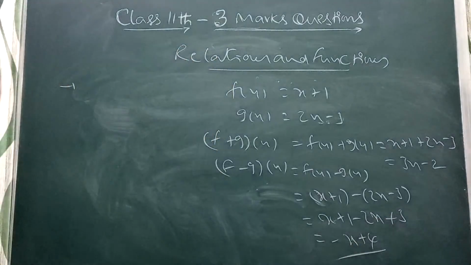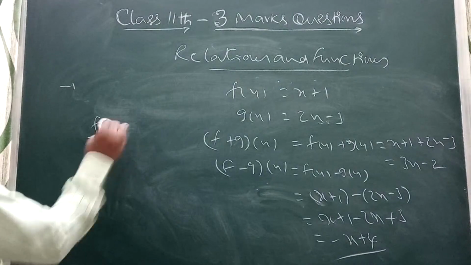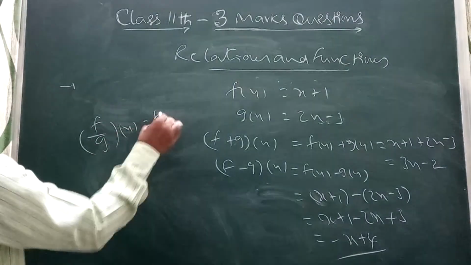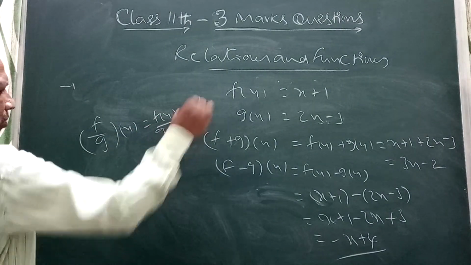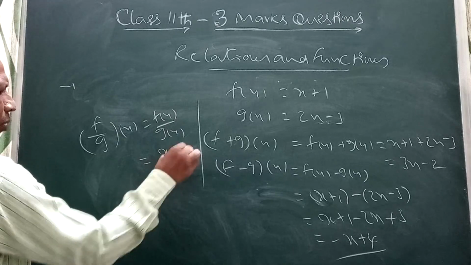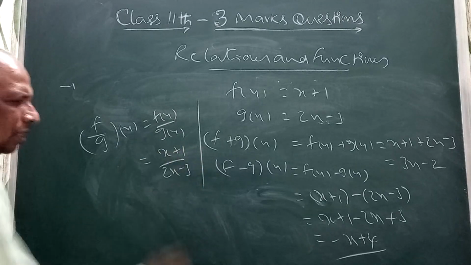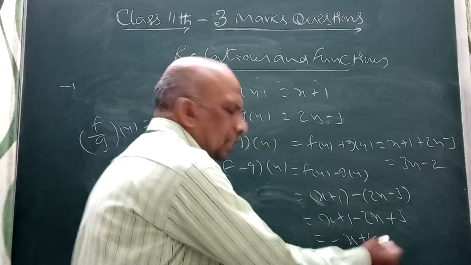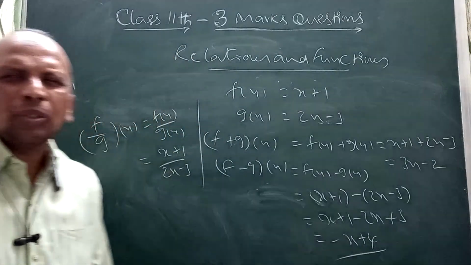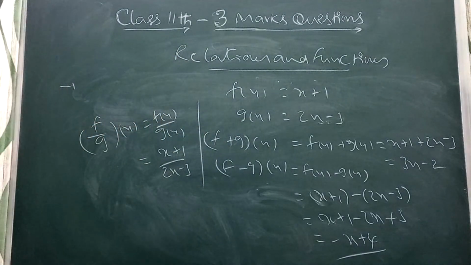F by g of x, try to get f by g of x. When they are asking f by g of x, that is f of x by g of x, I can write x plus 1 by 2x minus 3, right? They have just written here minus x plus 4. So they will ask this for 3 marks. These types of problems they will ask to find the value of. Okay.